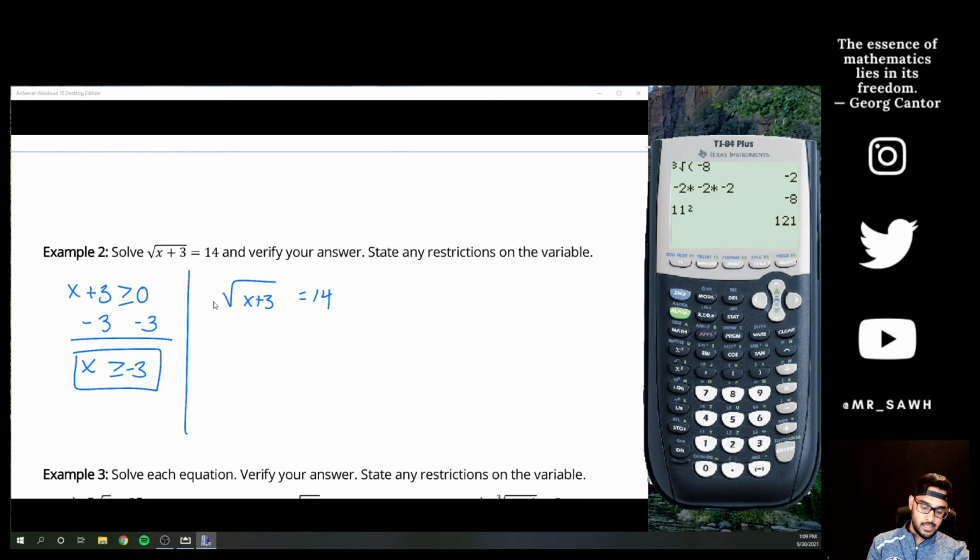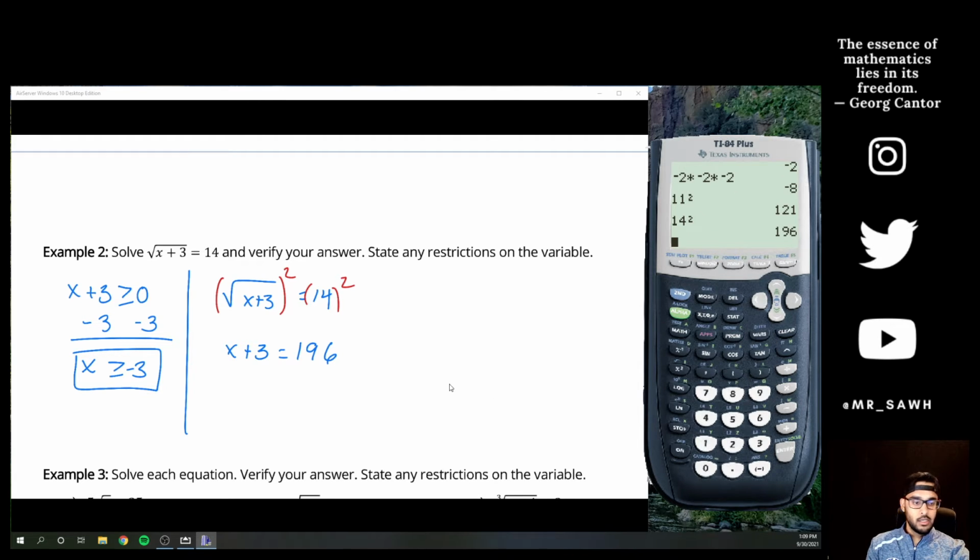So let's solve this. Square root of x plus 3 is equal to 14. So the radical is isolated again. Square both sides. So x plus 3 is going to equal 196, I believe. Let me just double check. Okay, so that's good. Subtract a 3 from both sides. So I know the value of x that will make this equation true is 193. And that is a number that is larger than negative 3. So I know this fits.